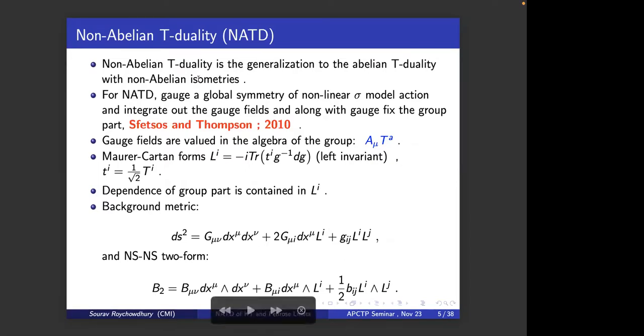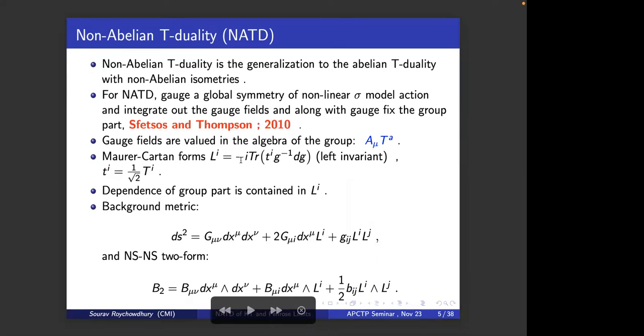Here, for the non-abelian case, the gauge field is group valued, where T_A are the generators of the group up to some constant factor. Now, in order to express the symmetry in the background, we will take help from the Maurer-Cartan forms. This is the left invariant Maurer-Cartan form, and T_i are the generators of the group up to some constant factor. So the group dependence which we are actually interested to dualize is encoded in the left invariant Maurer-Cartan forms.